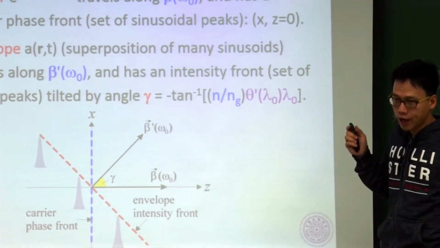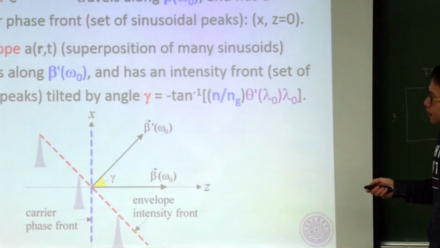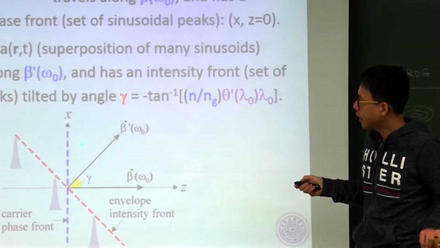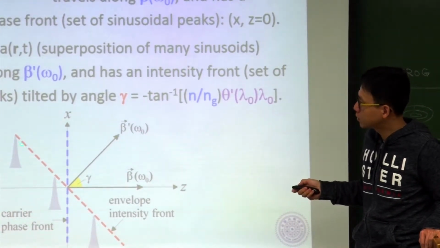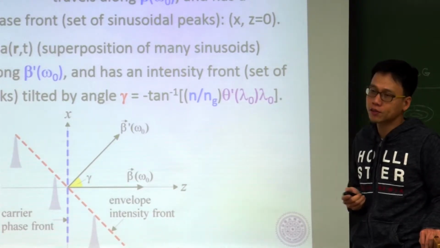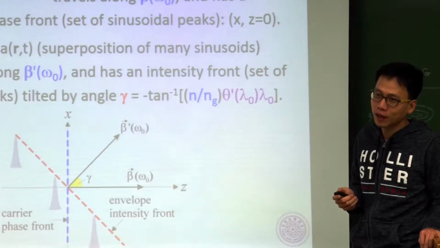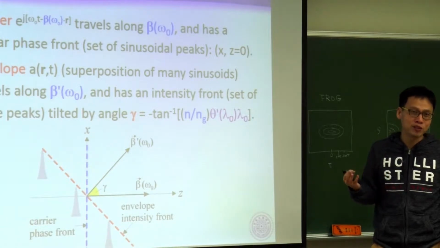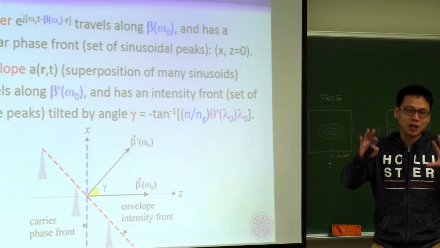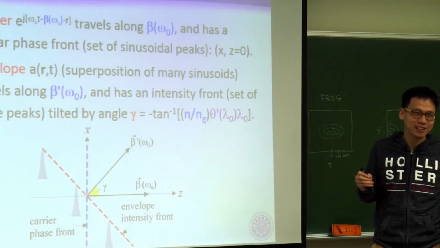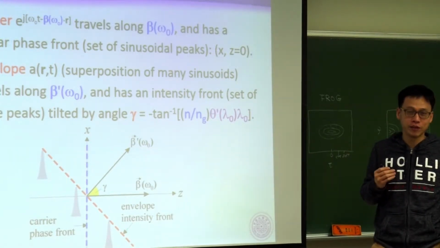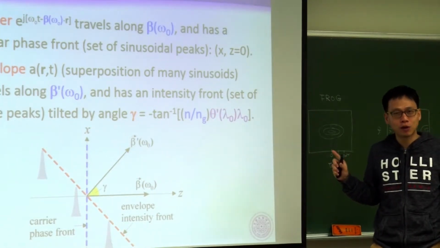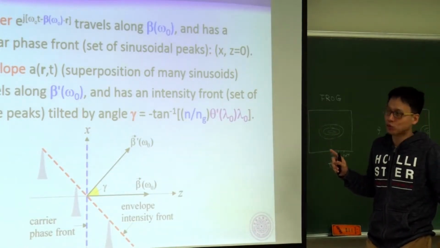So whenever you have angular dispersion, this will happen for sure. Your carrier phase front will be tilted with respect to your intensity front. But maybe you need to take some time to imagine what that really means in three-dimensional space. This is just a mathematical model, a simple derivation. You can know the formulas, but maybe you need to think about what the picture would be in three-dimensional space.